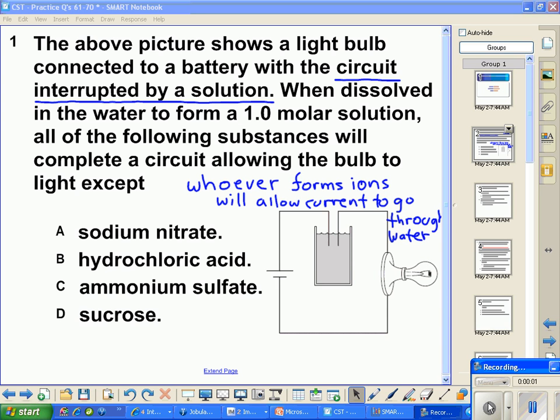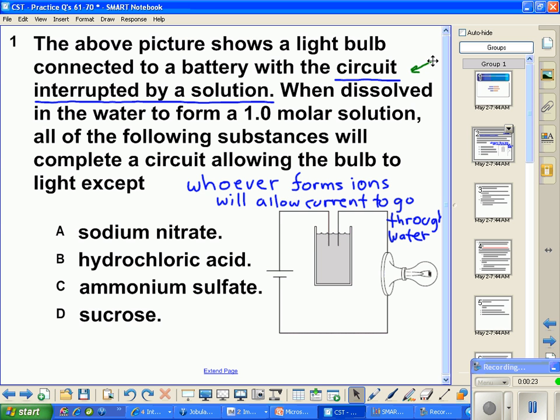In this video, we'll be studying practice questions 61 through 70 with their complete explanations. And this is from the state of California released CST questions. So, I've underlined here what we need to be watching for, and that's right up in this area. And what are we watching for?